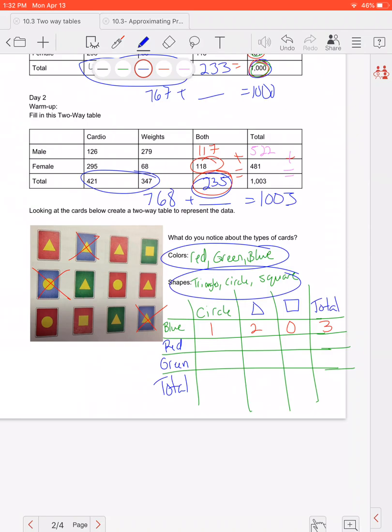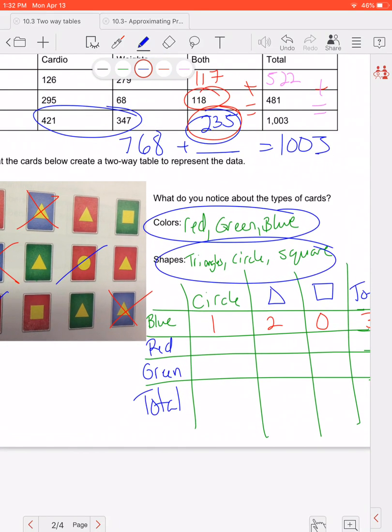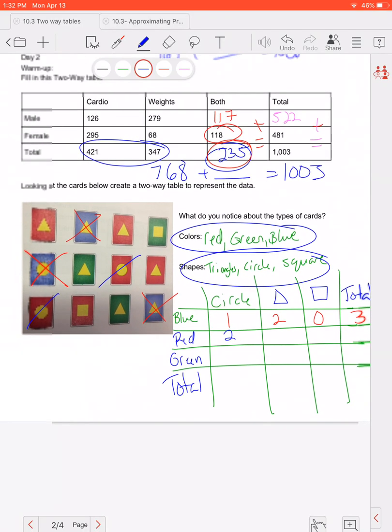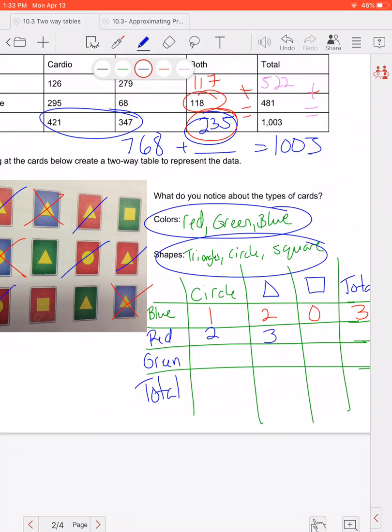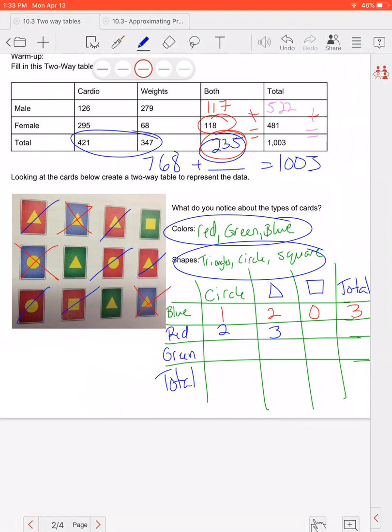Okay. Now let's look at red cards. So red circles, I have 2 red circles. So I'm going to put a 2 here. And then I have 3 red triangles. And I have 1 red square for a total of 6 cards. And then green, we have 0 green circles. We have 2 green triangles. And we have 1 green square for a total of 3 cards.